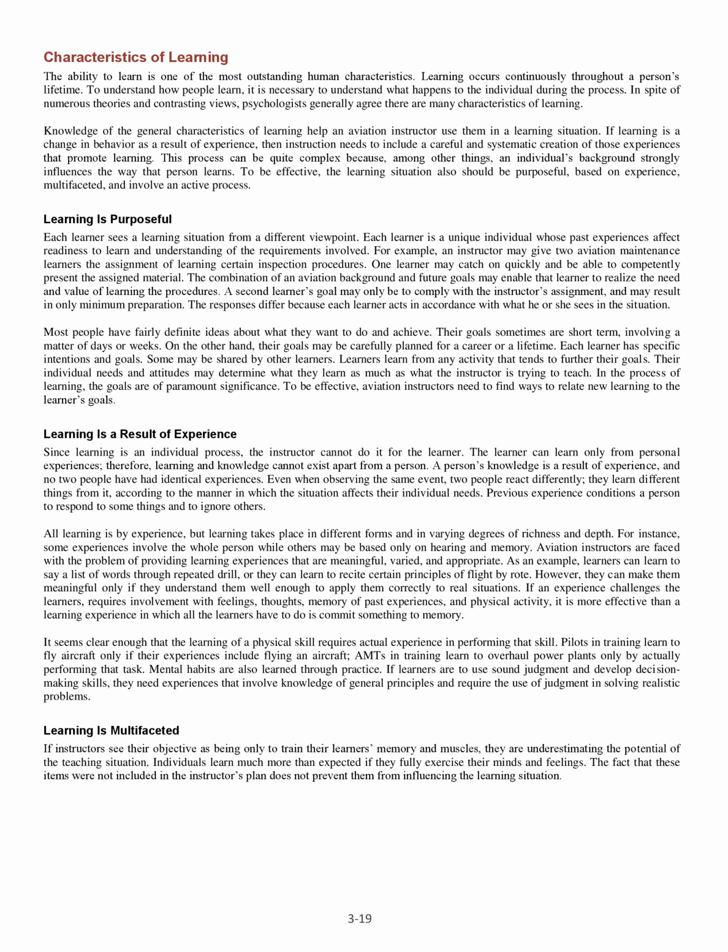For example, an instructor may give two aviation maintenance learners the assignment of learning certain inspection procedures. One learner may catch on quickly and be able to competently present the assigned material. The combination of an aviation background and future goals may enable that learner to realize the need and value of learning the procedures. A second learner's goal may only be to comply with the instructor's assignment, and may result in only minimum preparation. The responses differ because each learner acts in accordance with what he or she sees in the situation.